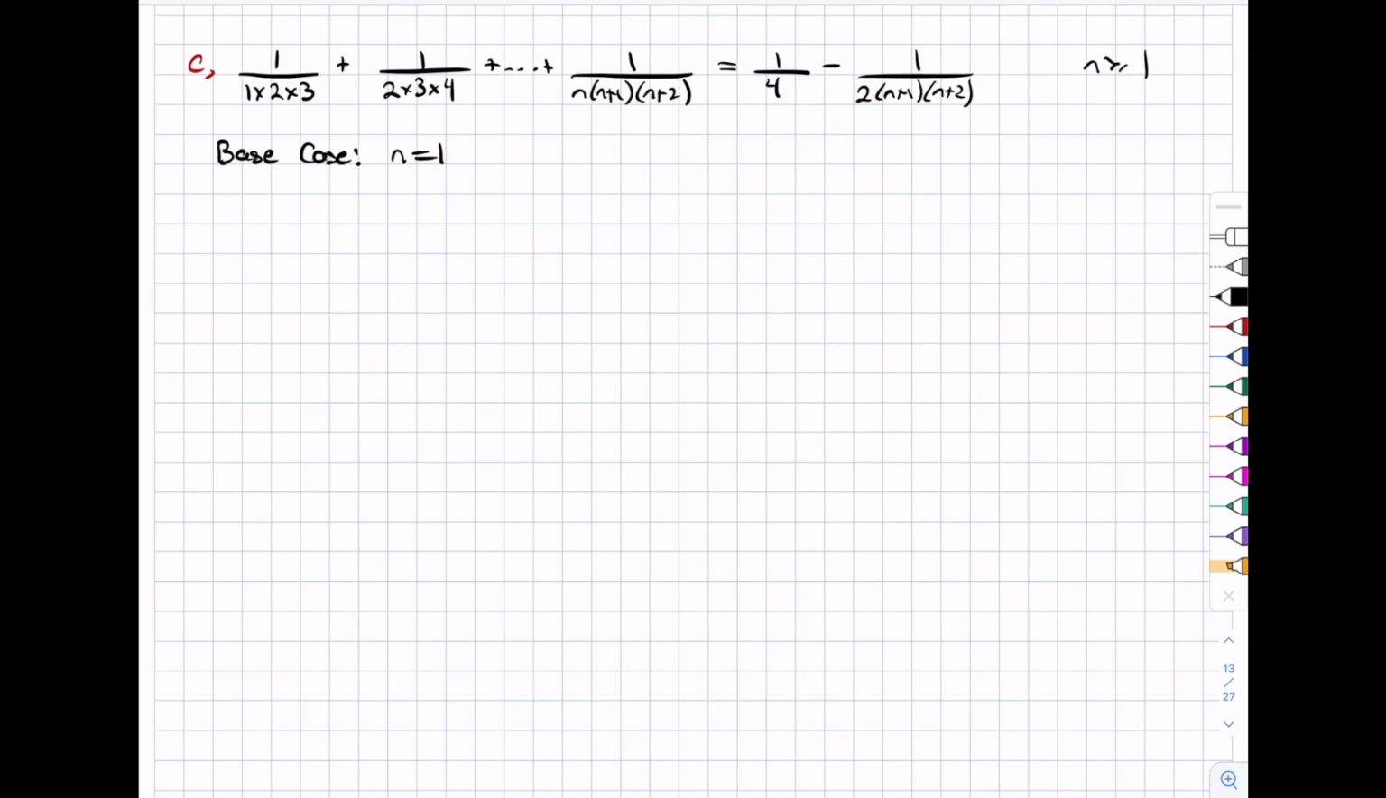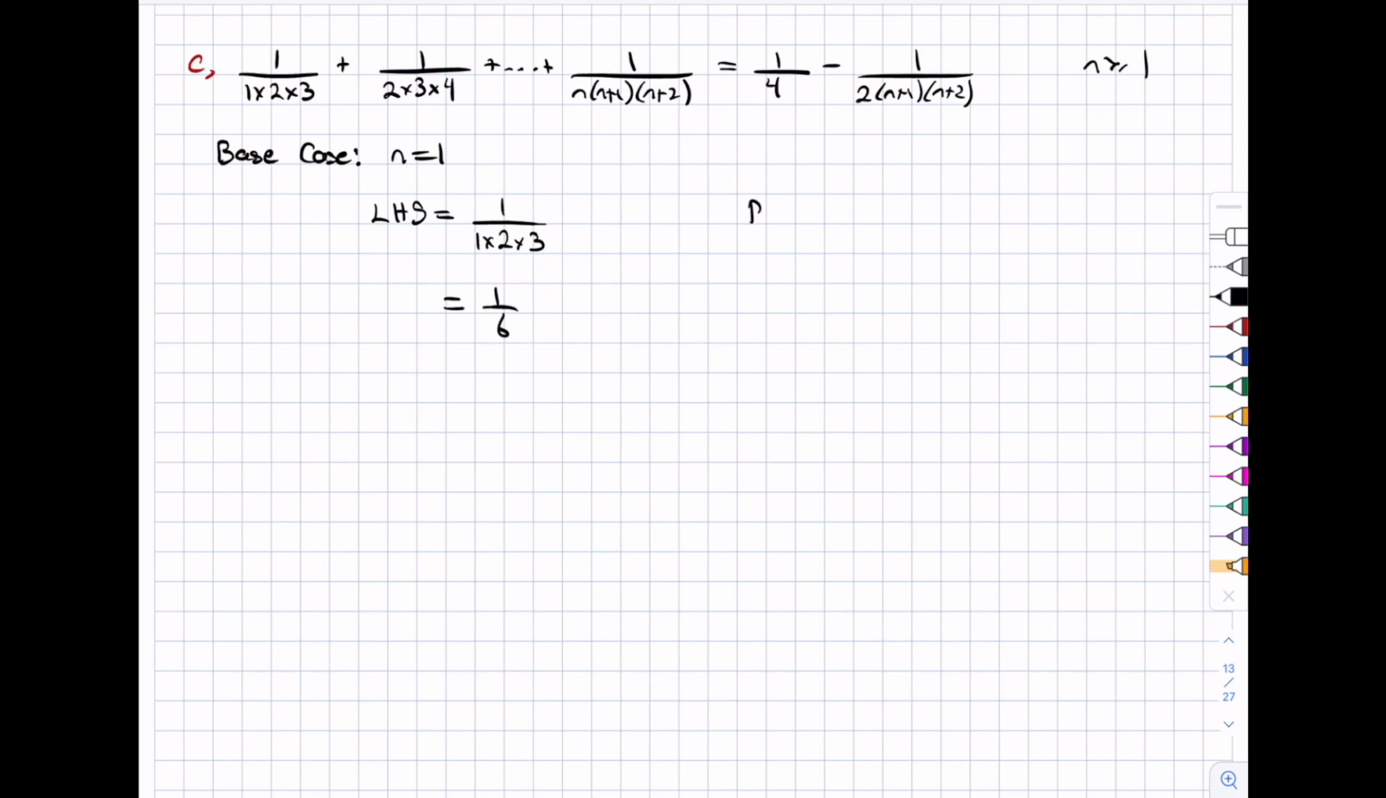Now, I need to show that my left-hand side is equal to my right-hand side. So let me compute the left-hand side. The left-hand side means I start with this term, and I go up to whatever this term would be when I sub n equal to 1 in. So I'm starting at 1 on 1 times 2 times 3, and I'm going up to 1 over 1 times 2 times 3. That means the only term is that term. This is 1 on 6.